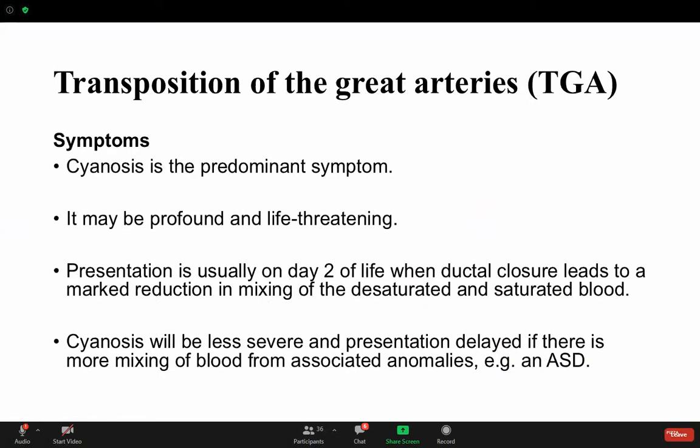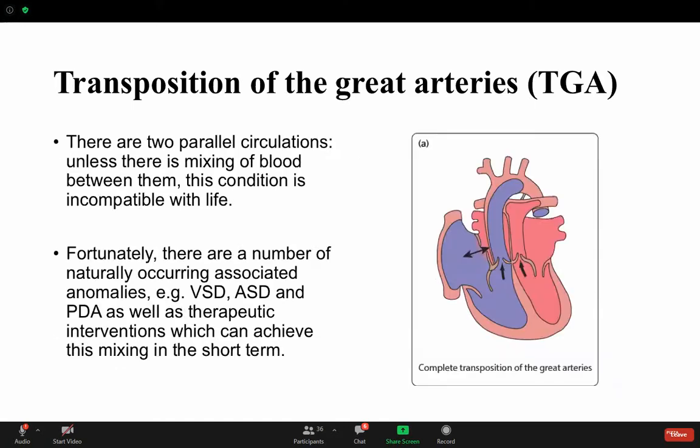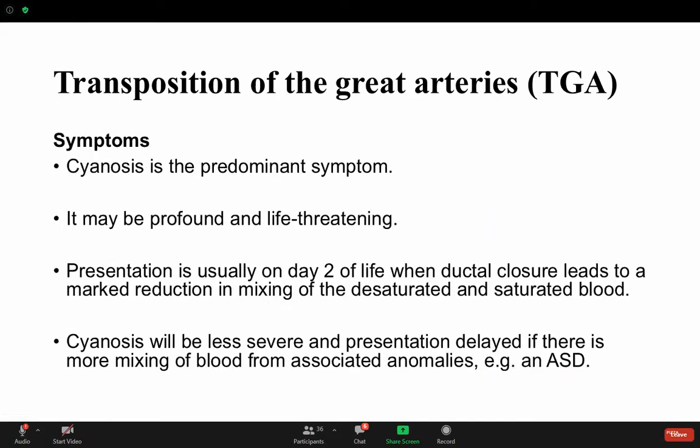Symptoms هنا عكس التترالوجي، هنا على طول cyanosis predominant symptoms، واضح على طول من اول ما يولدون they are cyanotic. It can be profound and life-threatening. Presentation is usually on day 2 of life when ductal closure leads to a marked reduction in mixing of the desaturated and saturated blood. The sooner the duct closes, the earlier the presentation. أحيانا تقفل في اليوم الثاني، اليوم الثالث، اليوم الرابع within the first week. بس وقت ما تقفل بيزيد cyanosis and they will present. Usually it will present in the second day.